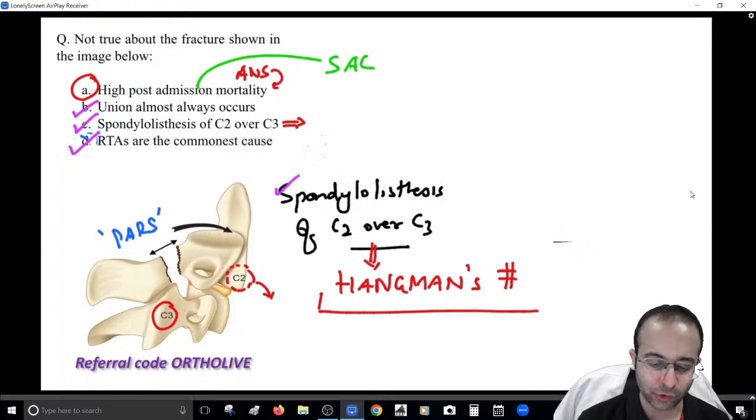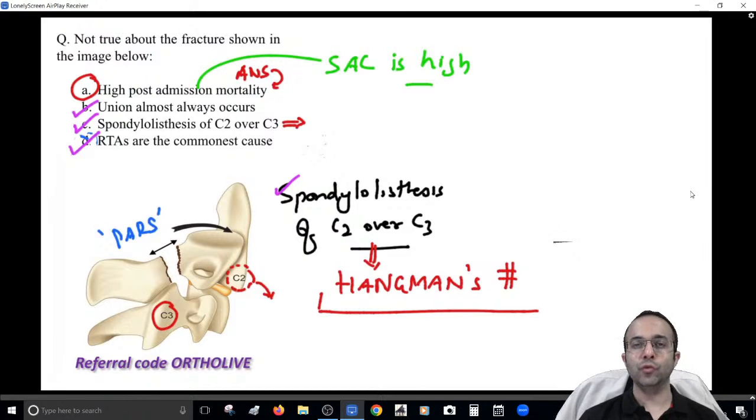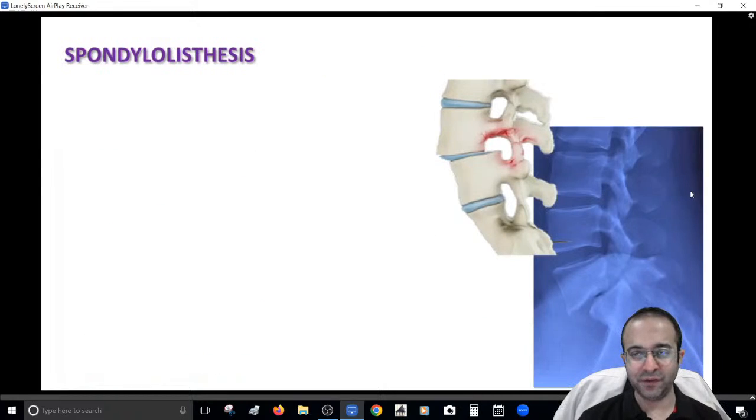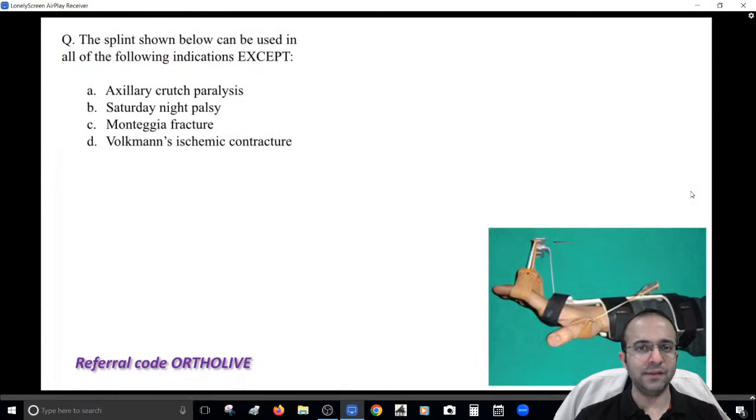Space available for cord is high. So no mortality, no morbidity, safe injury. So clear with this misconception? Harry, Sanjay, Hiba, Pallav, Sumit, Rahul, Sahil, are you guys all clear with this? So please don't carry it any further, and I hope you are clear with what is spondylolisthesis also.